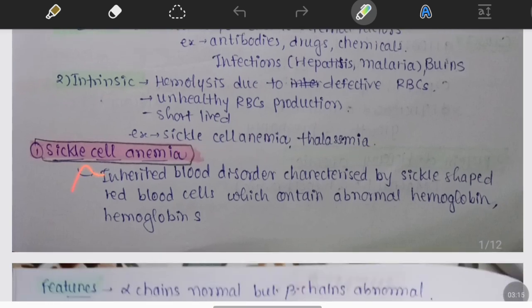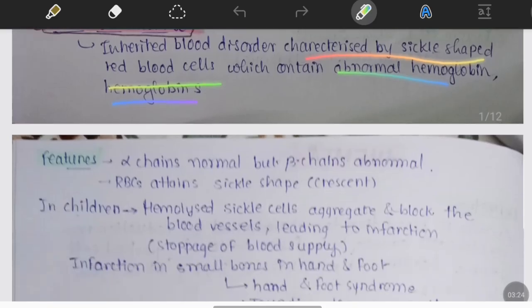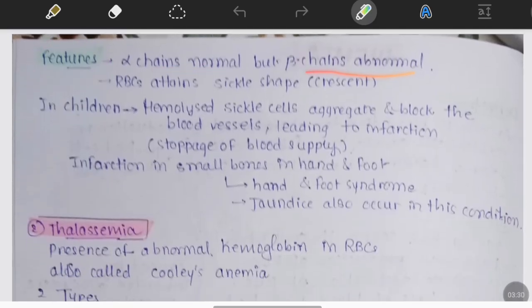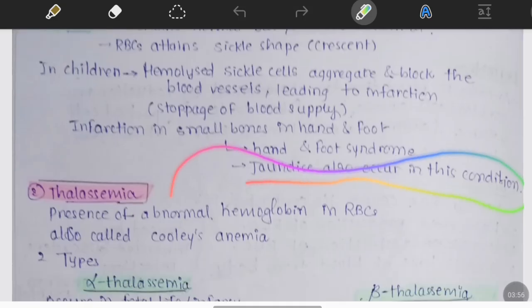Sickle cell anemia is an inherited blood disorder characterized by sickle-shaped red blood cells which contain abnormal hemoglobin. Its features are that the alpha chains are normal but the beta chains are abnormal. RBCs take a sickle shape, meaning a crescent shape. In children, hemolyzed sickle cells aggregate and block the blood vessels, leading to infarction, stoppage of blood supply, and infarction in the small bones of the hand and foot. Then hand and foot syndrome occurs, and jaundice also occurs in this condition in children.